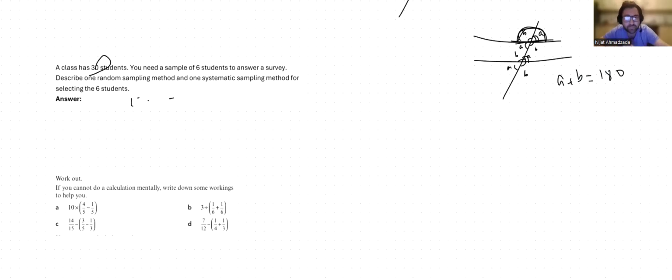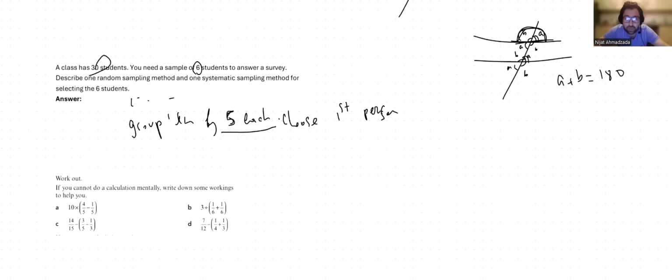And for a systematic one, we can group them. So we need 6 students, so group them by 5 each. At the end, there will be 30 students because one group will have 5 students, and 6 groups will have all 30 students. Group them by 5 each and then choose, say, the first person in each group, okay? In each group. That's it. Or we can do it by boys and girls, choose 3 boys and 3 girls. It's also systematic, okay? That's it.